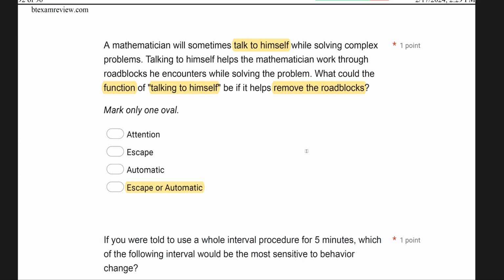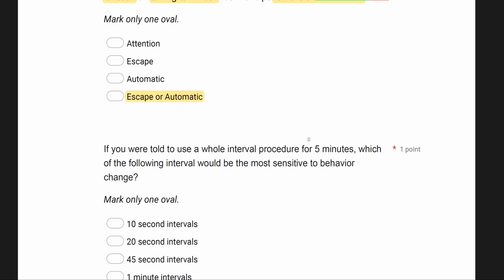The function of talking to himself could be escape or automatic. This is a more tricky question, which is why we took a little more time in the beginning. You can't rush to answer questions like this because you have to really think about what purpose that behavior is serving. Talking to himself is both automatic behavior and he's escaping. So the function could be escape or automatic or even both.